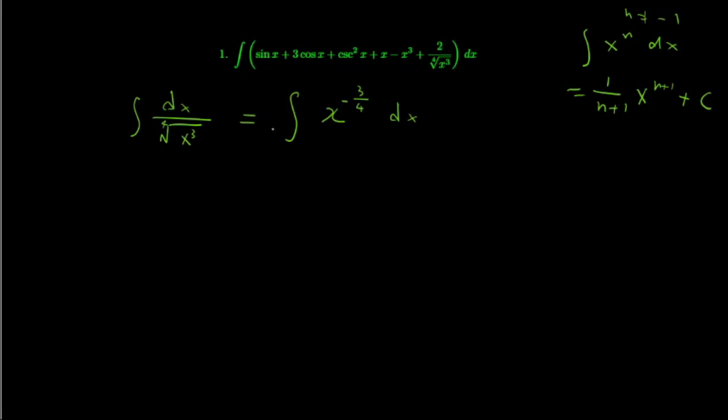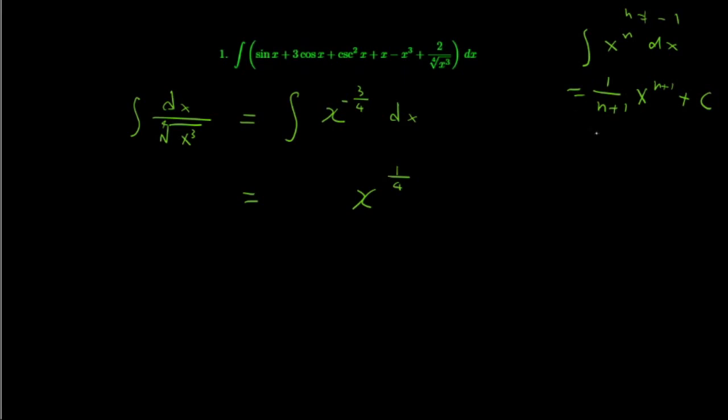Now the integral we are trying to evaluate is a particular case when n is equal to -3/4. We just use the formula, right? So the antiderivative of the function is x to the power of n plus 1. In this particular case, -3/4 plus 1, I think we have 1/4.